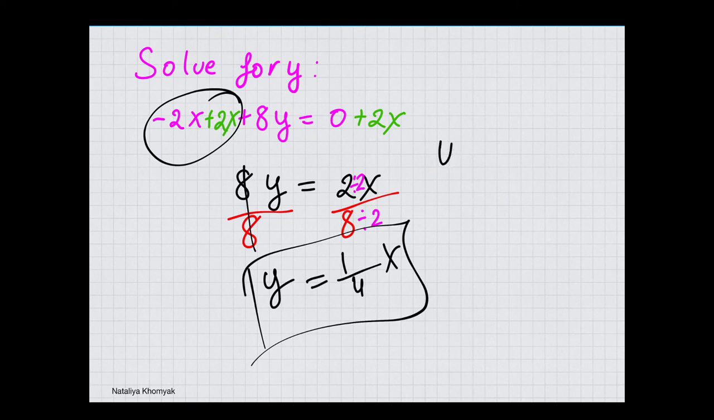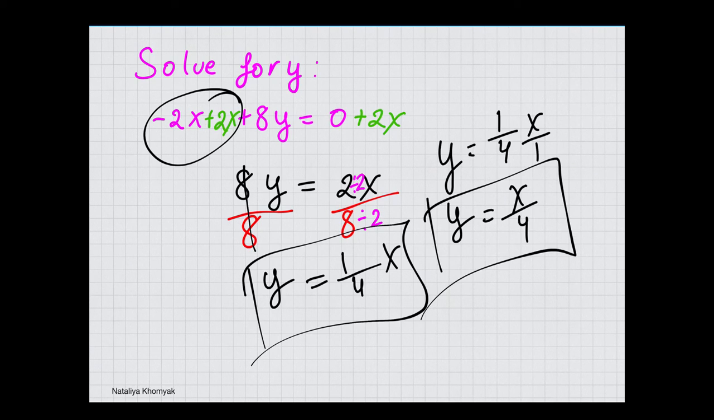Or you could have y equals 1 over 4 x. X is over 1, so we have y equals 1 times x over 4 times 1, 4. And this would be a different look of the same solution. That's all.